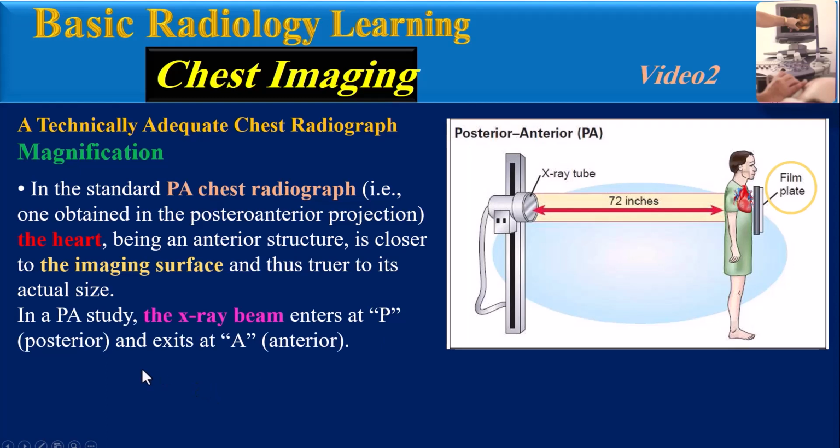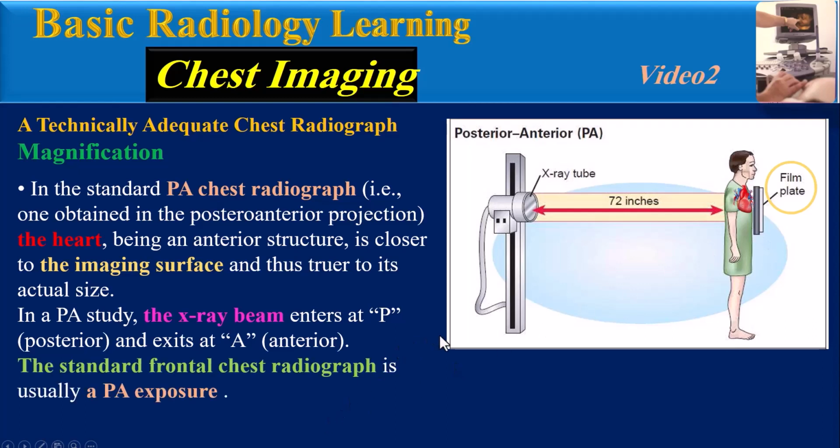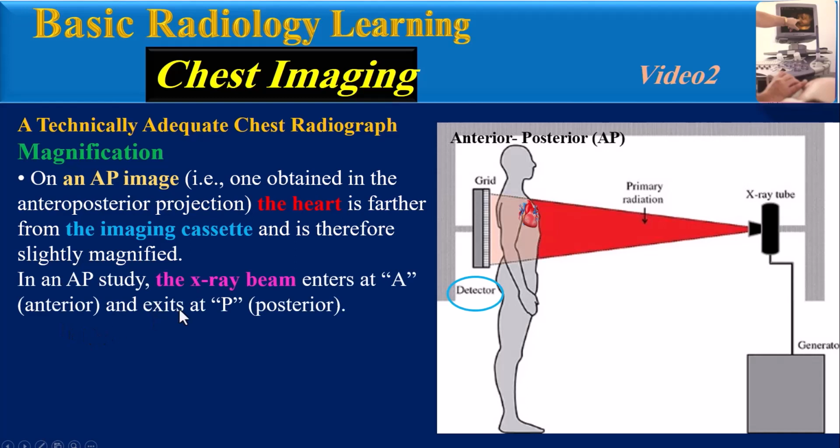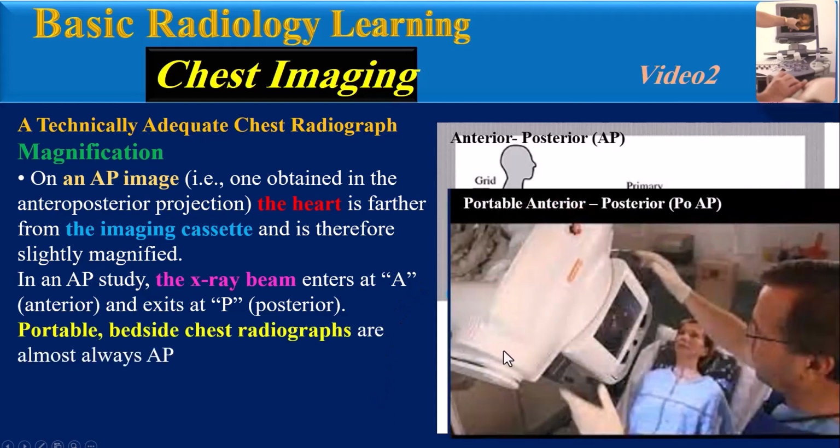Of course, in a PA study, the X-ray beam enters at posterior and exits at anterior. The standard frontal chest radiograph is usually a PA exposure. On the AP image, that is one obtained in the anteroposterior projection, the heart is farther from the imaging cassette and is therefore slightly magnified. Another point: in an AP study, the X-ray beam enters at anterior and exits at posterior. Portable bedside chest radiographs are almost always anteroposterior.